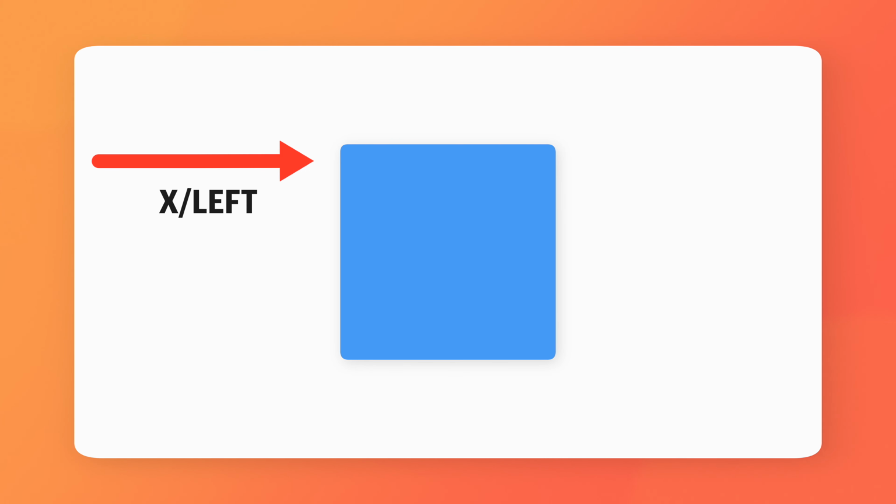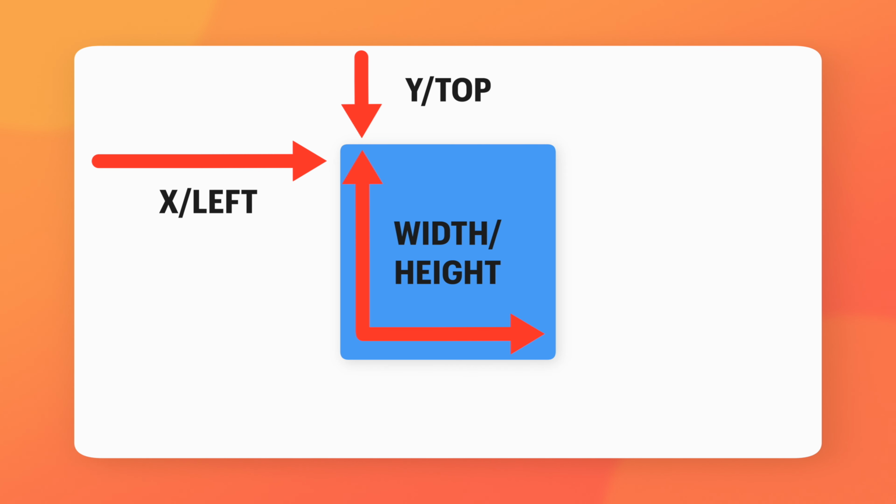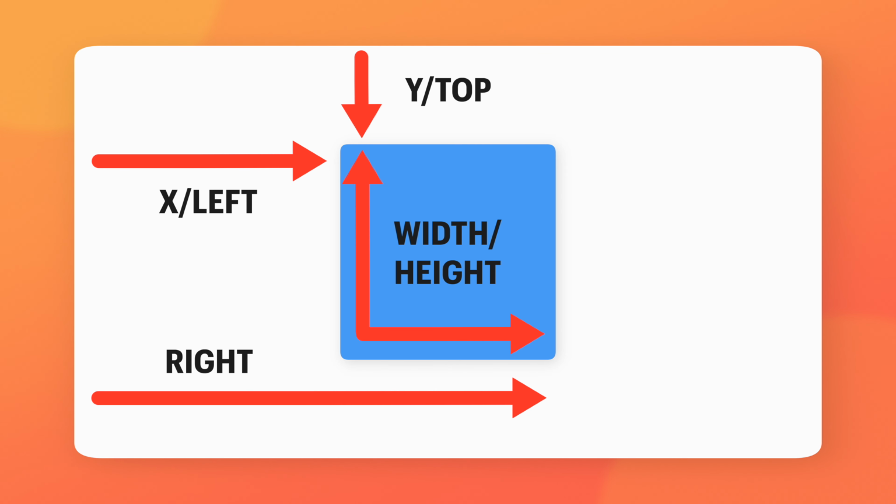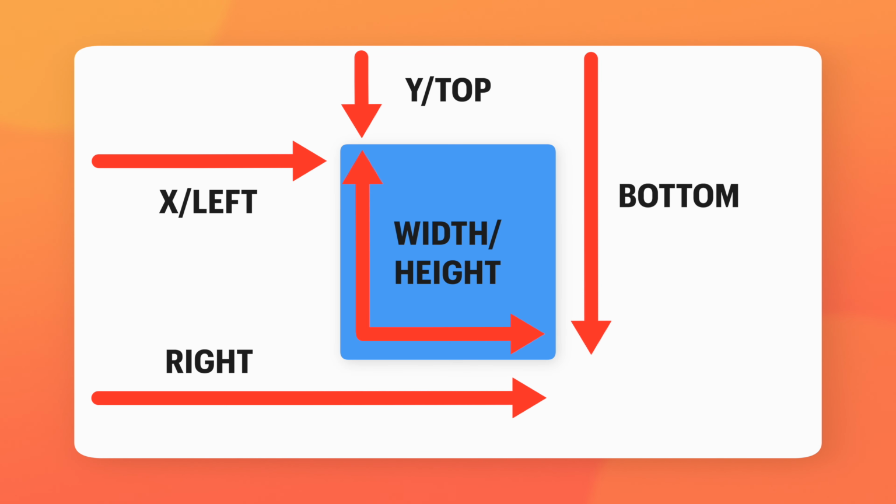X and left give us the pixel amount from the left side of the viewport to the left side of our element. Y and top give us the amount of pixels from the top of the viewport to the top of our element. Width and height give us the width and the height of the element. Right gives us the amount of pixels from the left side of the screen to the right side of the element. And bottom gives us the amount of pixels from the top of the viewport to the bottom of our element. As you can see, the names are pretty self-explanatory.